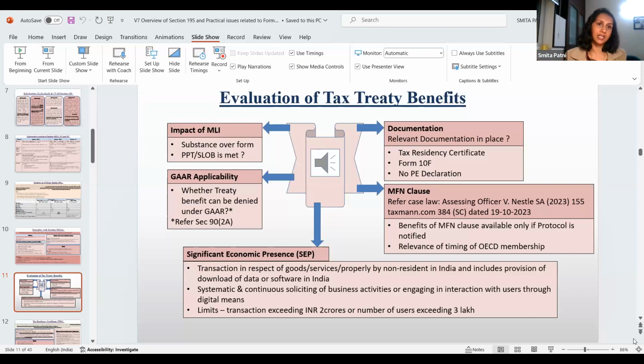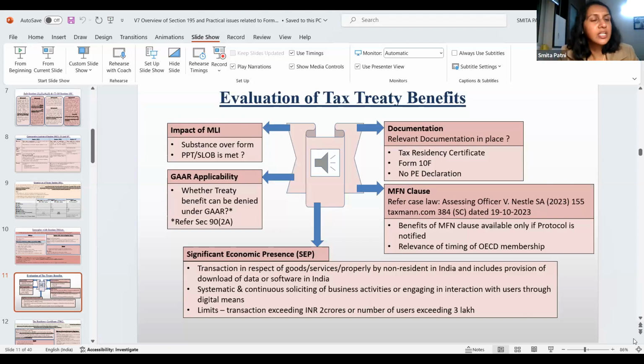Second thing is the GAR applicability, the general anti-avoidance test, which has to be seen. Section 90(2A) is a non-obstante clause in Section 90 itself. It says that whether treaty benefit is there or not, if GAR is applicable, that is Section 96, if there is an impermissible arrangement only for the tax, then you will not be able to take any treaty benefit. Then automatically you go back to the domestic tax rate. So GAR applicability needs to be checked again. We also have a question of GAR applicability in tax audit, so we need to check that also.